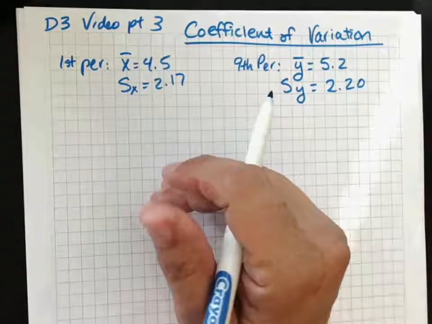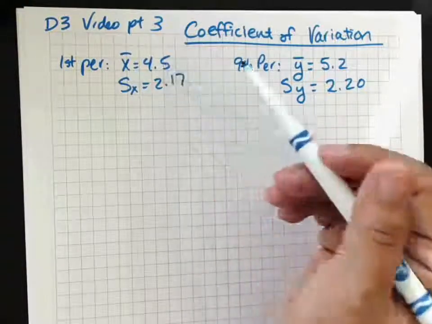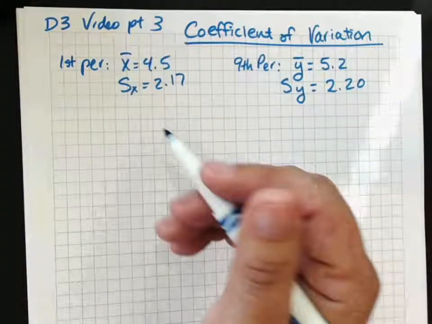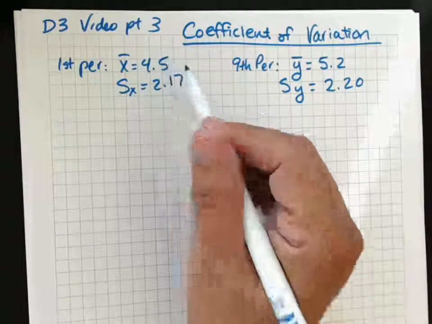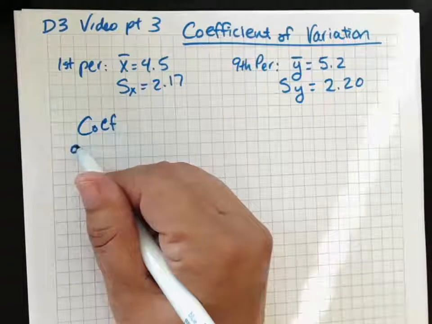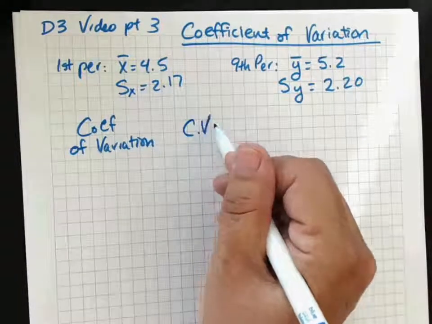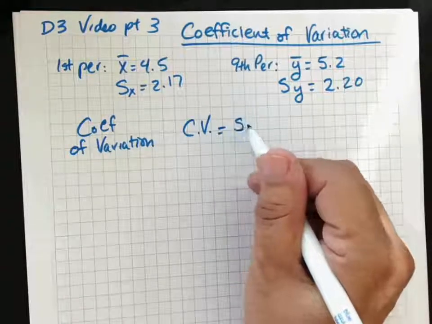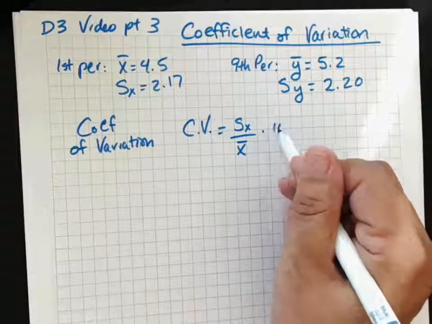So coefficient of variation measures spread in relationship to the average. How big is the spread compared to the average? Well, if you wanted to compare, basically what you do is you would put this over that. So coefficient of variation, well, that's CV, is the standard deviation over the average times 100%. So make sure your answer's in percent.